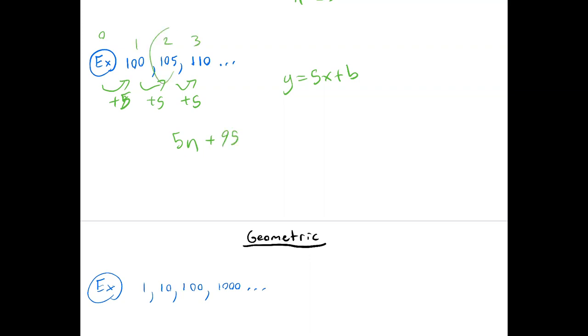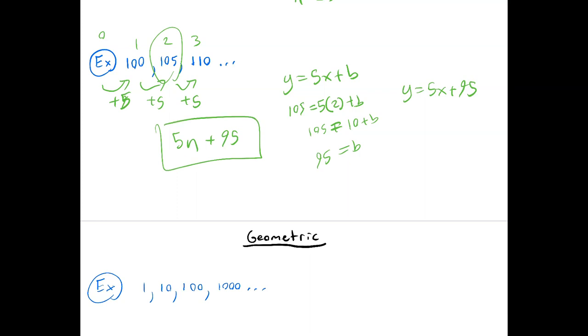So let's just plug in the 2. If I plug in 2 and add b, I should get 105. And so you just go, oh, well, 105 equals 10 plus b, subtract the 10, b is 95. So our equation is y equals 5x plus 95, or 5n plus 95. So that's a linear equation.